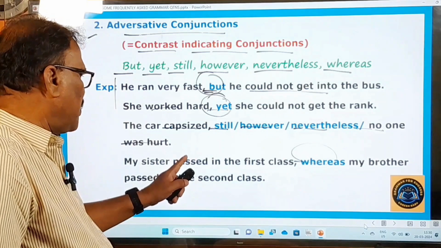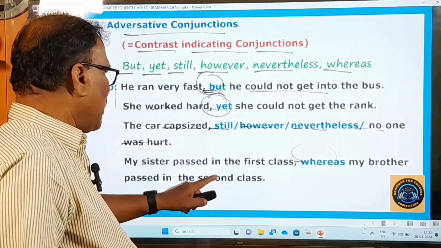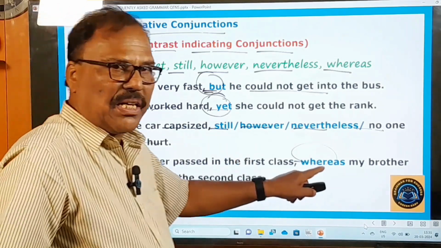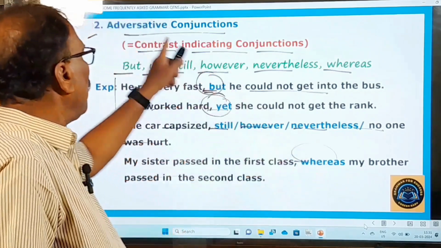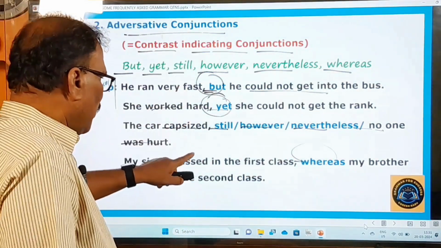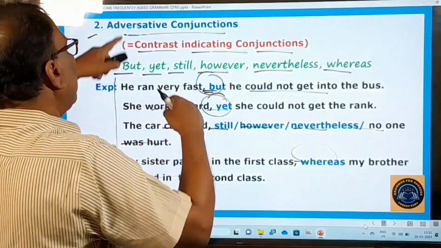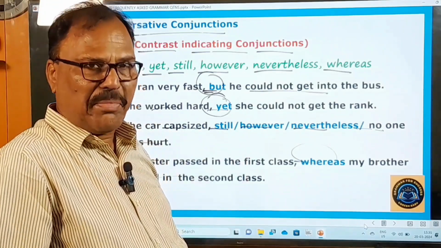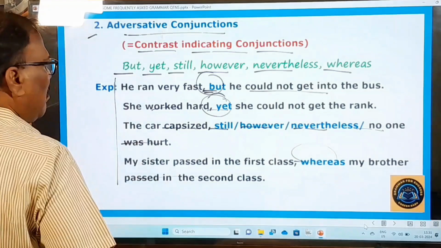So my sister passed in the first class. This is one statement. My brother passed in the second class. Okay, and these two statements are combined by this conjunction. This conjunction is a coordinating conjunction, and it is also an adversative conjunction because these two statements are opposite statements. And these are all adversative conjunctions. They are used to join two opposite statements together, right? And now let's move on to other things.